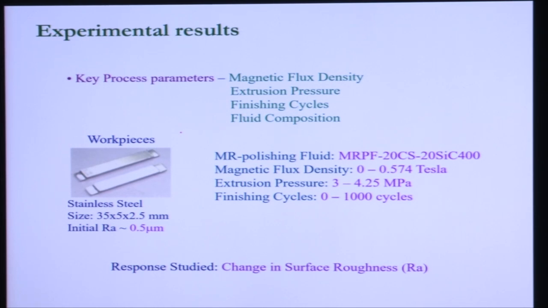Now, the response we have to study. What is the response? As this is a nano finishing process, we have to consider the change in surface roughness. We measure the initial surface roughness, and after polishing we measure the surface roughness again, which is the final surface roughness. The initial minus final surface roughness gives our output, written as delta Ra. The change in surface roughness, delta Ra, is the response we have studied in this experimental study.